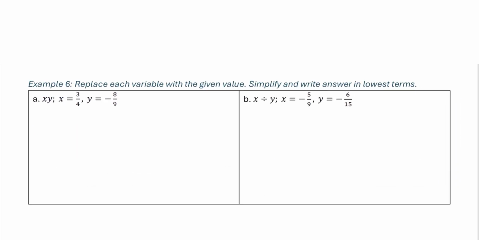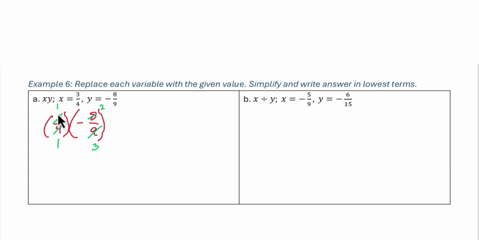And in example 6, we will do some substitutions. We have x times y. Up first, we will replace x with 3/4. Replace y with negative 8/9. And here we are multiplying. Before we multiply, let's reduce. 3 and 9 have a 3 in common. So we'll get 1 and 3. 4 and 8 have a 4 in common. So we'll get a 1 and a 2.